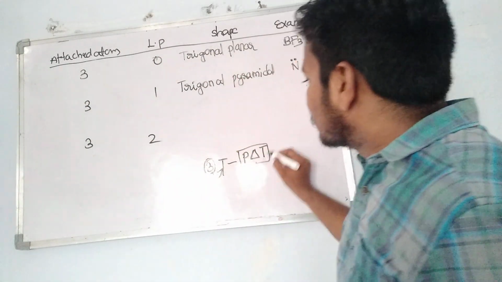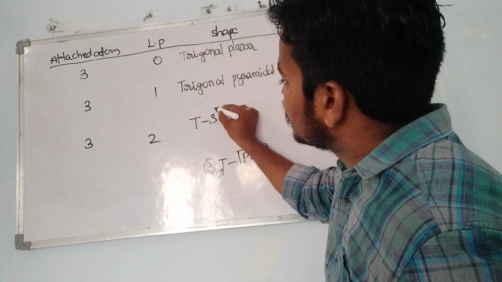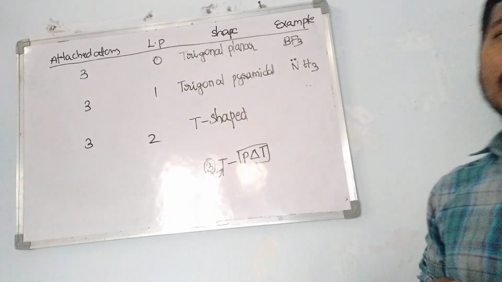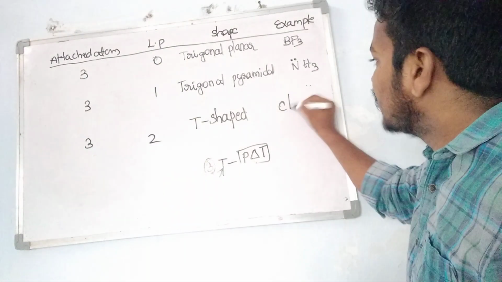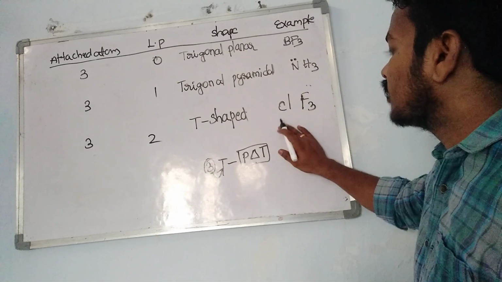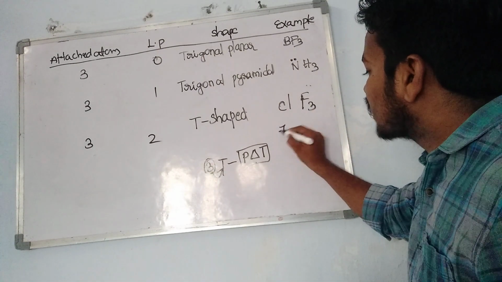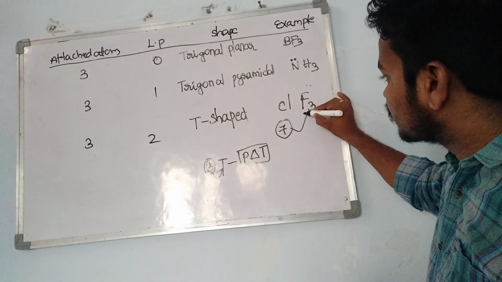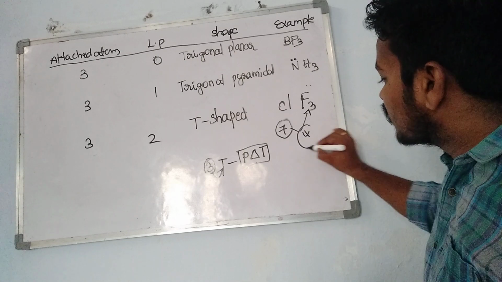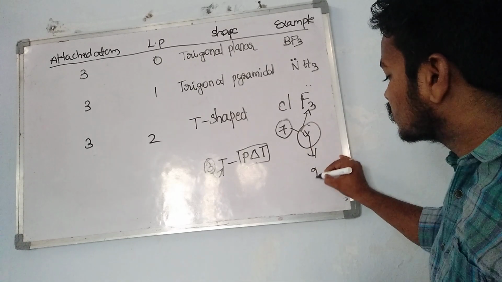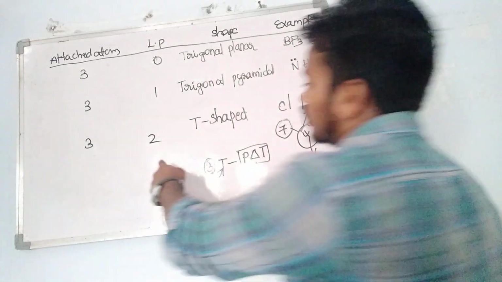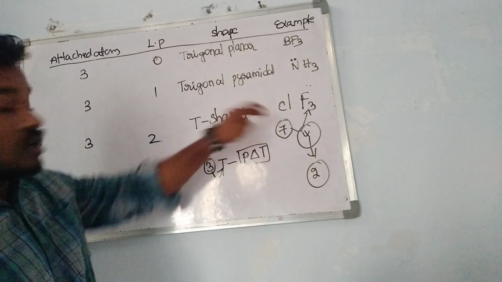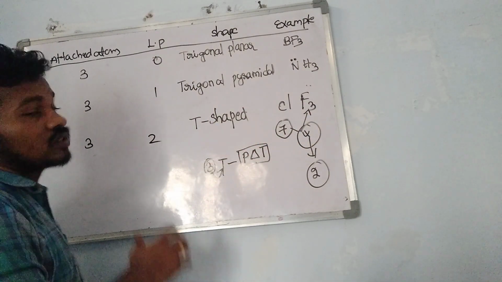Next is T. T is nothing but the T shape. That means any molecule with 3 atoms attached. For example, ClF3. ClF3 has a total of 7 valence electrons. Of the 7 electrons, 3 participate in the bonds. So how many remain? 4 electrons. 4 electrons means 2 lone pairs. That means any molecule with 3 atoms attached to the central atom with 2 lone pairs has a shape called the T shape.